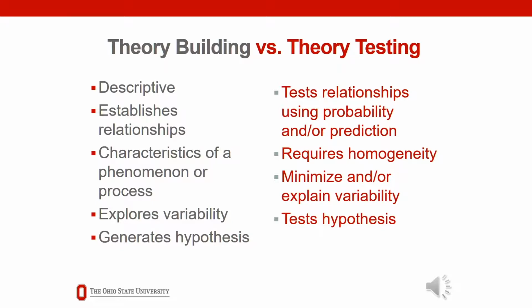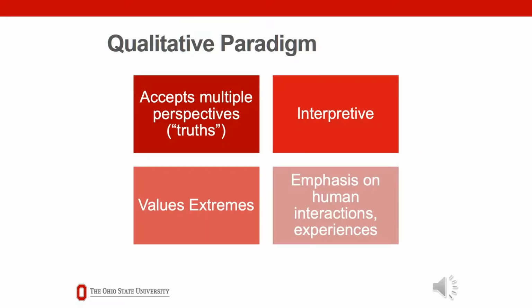Quantitative research, on the other hand, tests relationships using probability and/or prediction, requires homogeneity, and seeks to minimize or explain variability. The qualitative view accepts and even seeks multiple perspectives or truths and values rather than discards extremes. The emphasis in qualitative research is on human interactions and experiences, and the analysis is interpretive, which means that the research team makes or extracts meanings from the data.